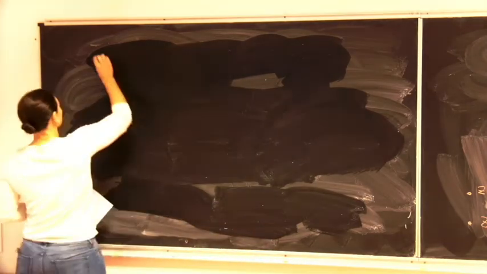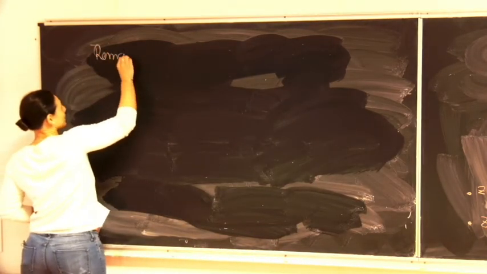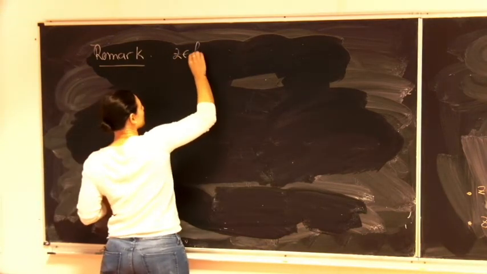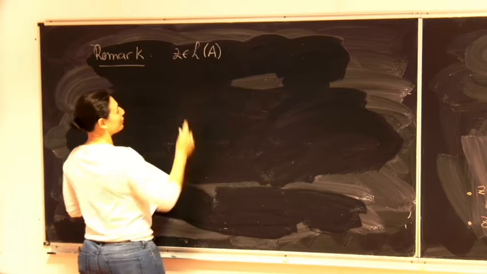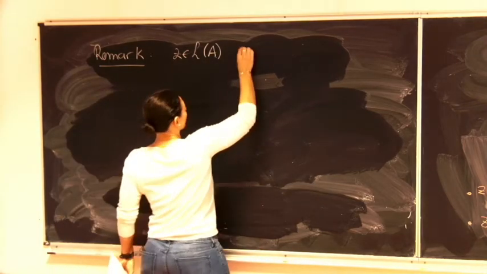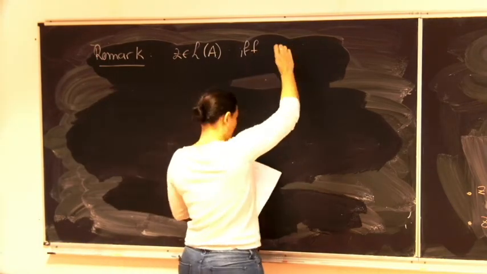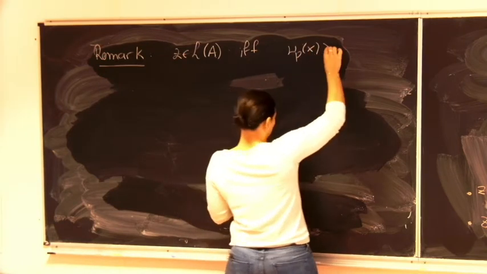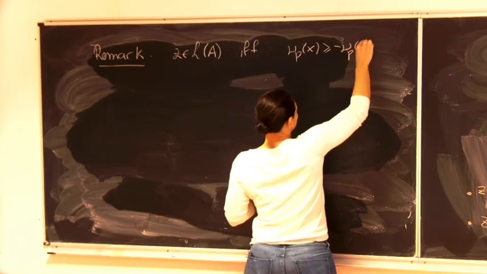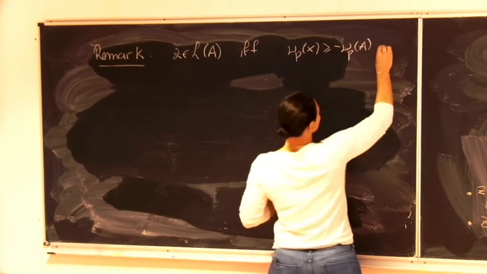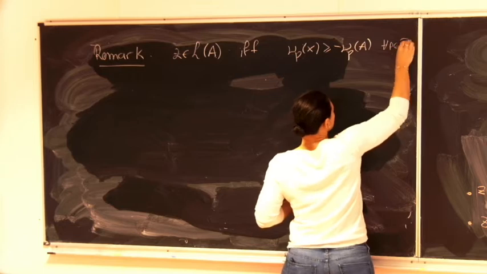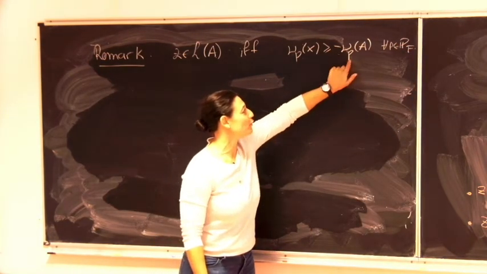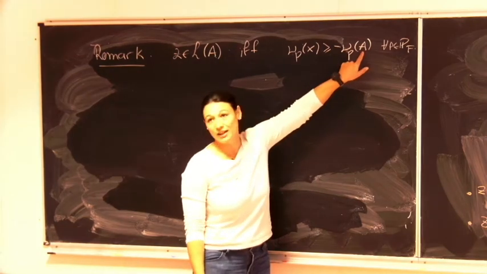So of course, we have this remark, which is easy to see, that an element x belongs to the Riemann-Roch space of A if and only if the evaluation at P of x is bigger or equal than minus the evaluation at P of A, for all P. And of course, this is going to be different from 0 for the P which are in the support of A.